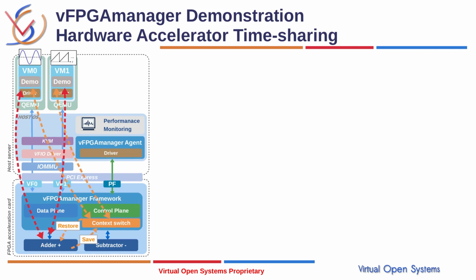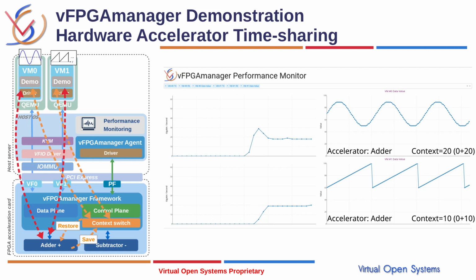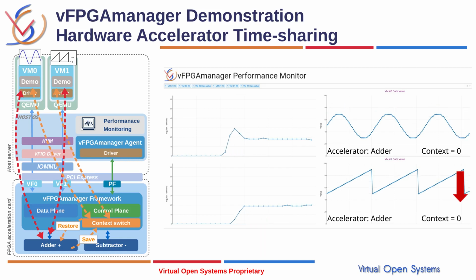Then a data transfer is started from both virtual machines, with a context equal to 20 for VM0 and 10 for VM1. You can observe on the dashboard that the VM0 receives a sinusoidal shape with a context of 20 and the VM1 receives a triangular shape with a context of 10. During those two parallel transfers, the vFPGAmanager framework operates context switches that allow the two virtual machines to timeshare the same hardware accelerator.